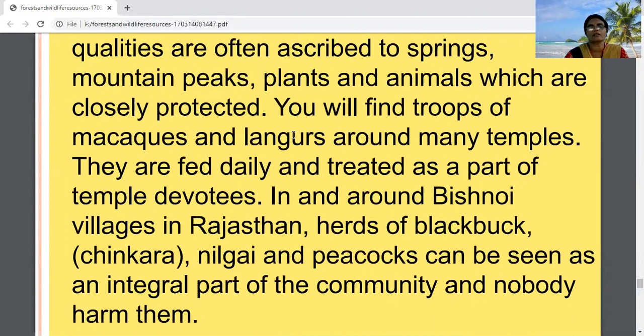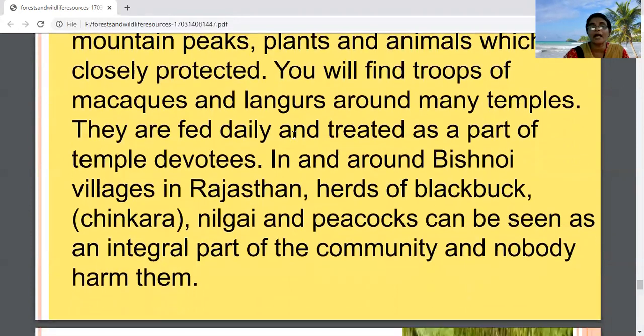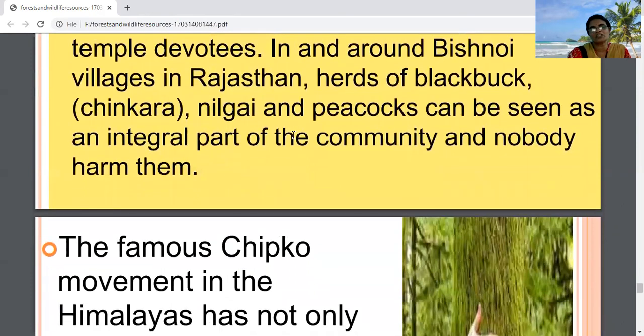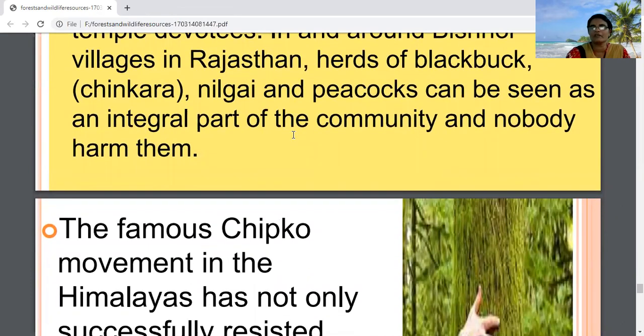That is our tradition. In and around Bishnoi villages in Rajasthan, herds of black buck, you know black buck, an endangered species, then nilgai and peacocks can be seen as an integral part of the community, and nobody harms them because these animals and birds roam around the people within the community, and these species are familiar with the people living in that area.